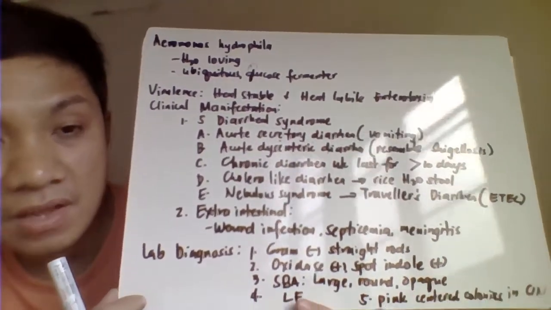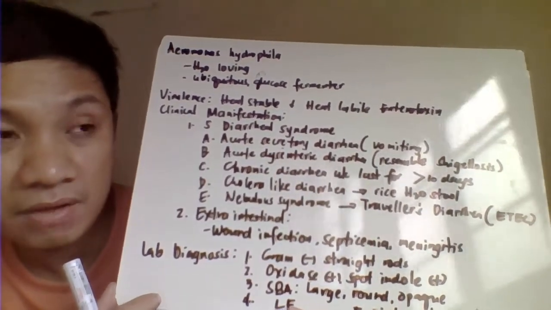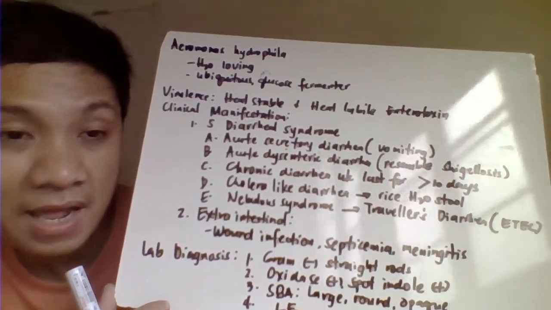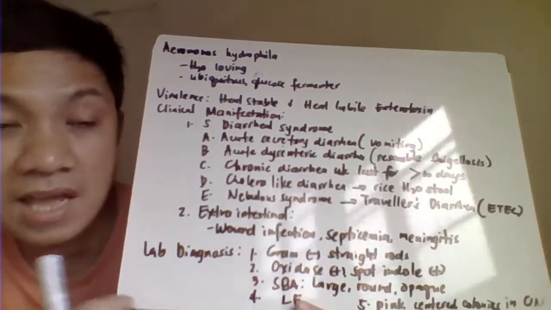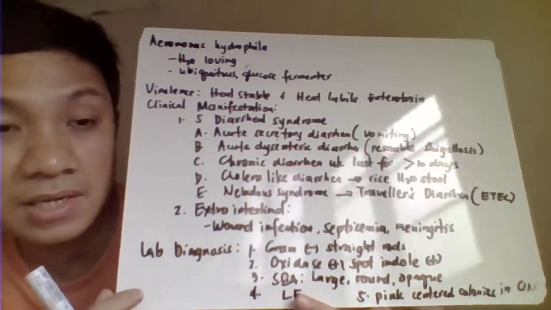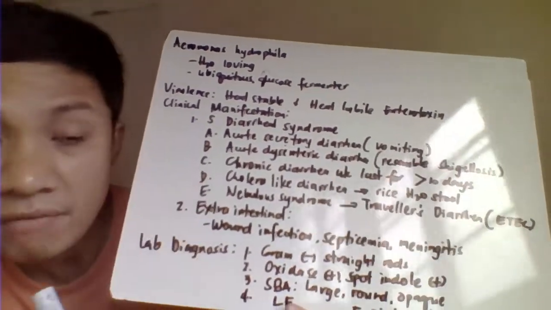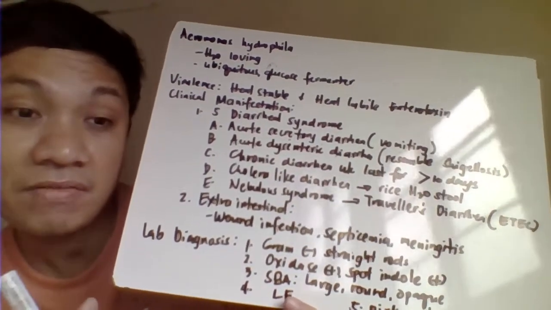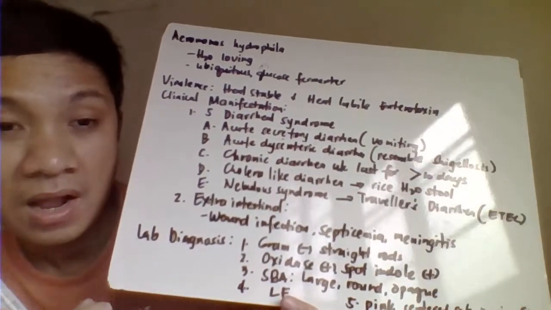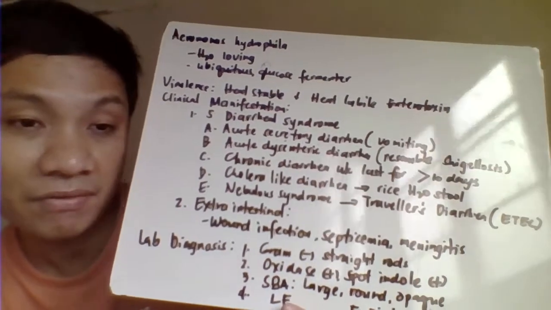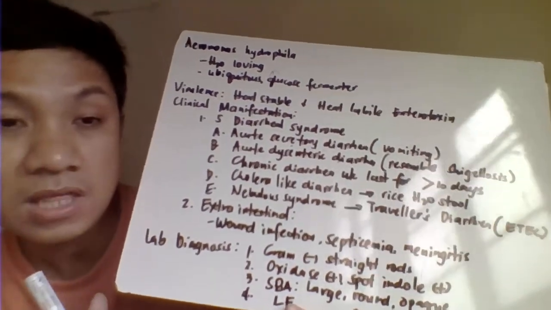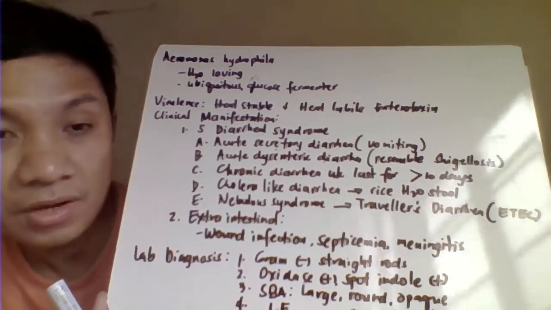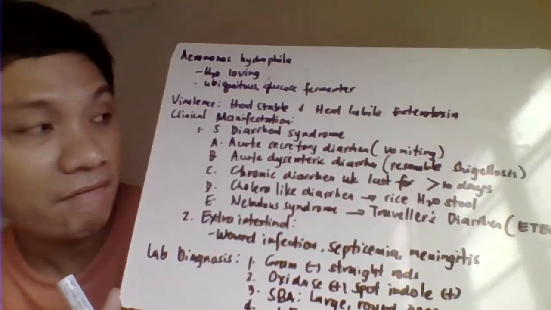Okay, we have here the virulence factors of Aeromonas. We have heat-stable or even heat-labile enterotoxin. Again, it's an enterotoxin, so it tries to cause diarrhea. There are five different diarrheal syndromes associated with Aeromonas. The first one is acute secretory diarrhea accompanied by vomiting.